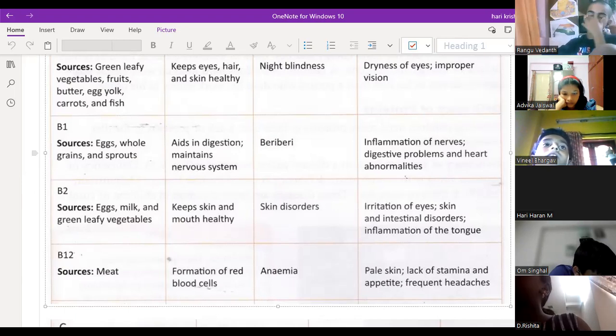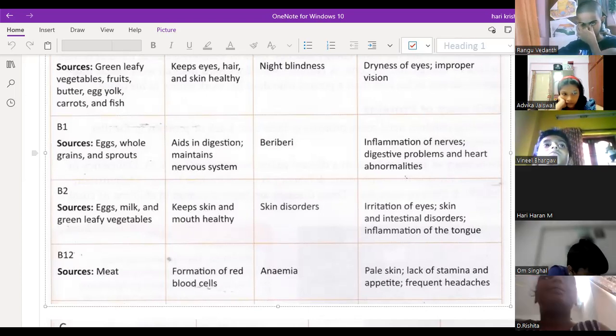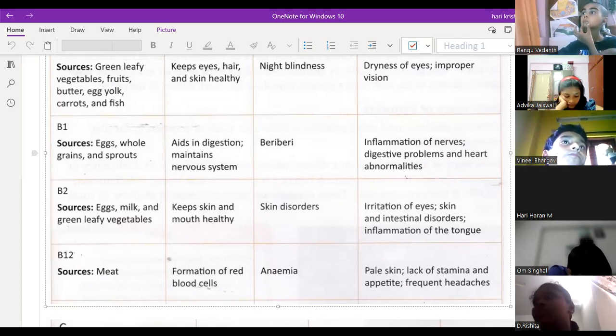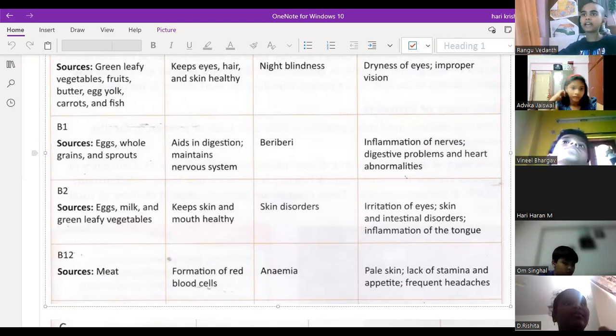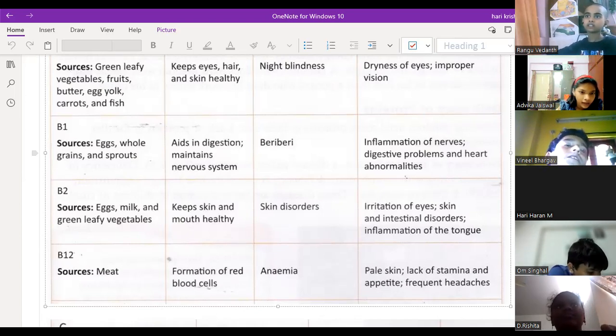So vitamin B1, B2, B12, all these are water soluble, right? We have to take them continuously in the regular diet because we cannot store these vitamins in our body. Examples are B1, B2, B12. So what is the common source of B1? Eggs, whole grains, and sprouts.